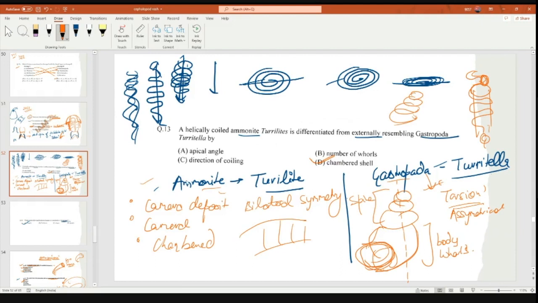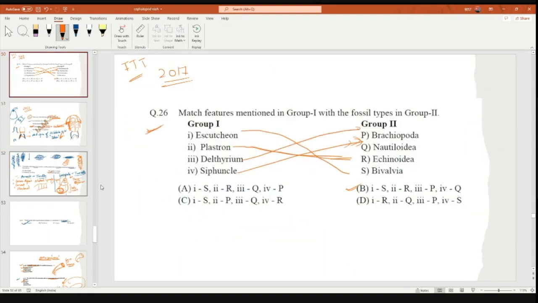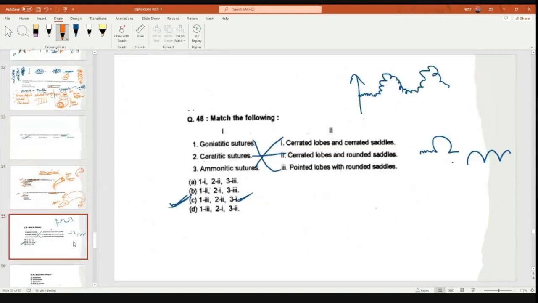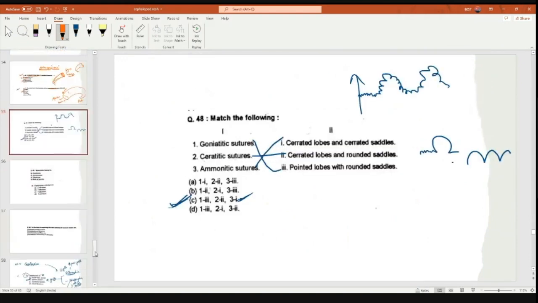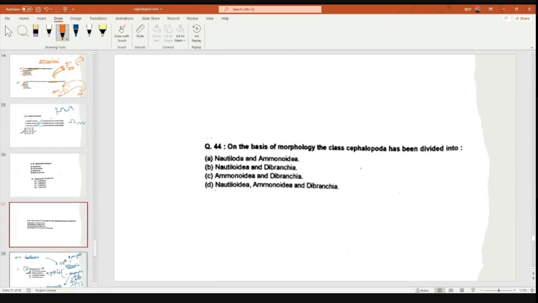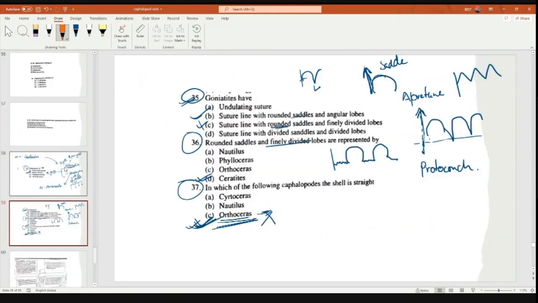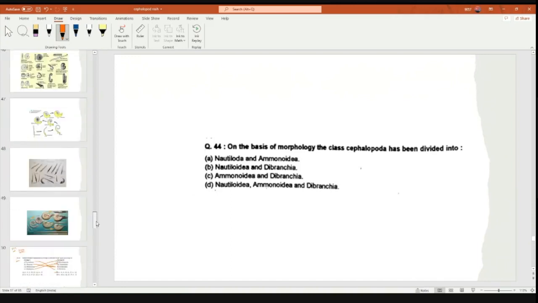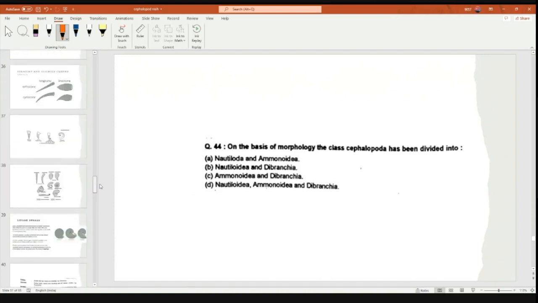I think this is done. Gastropods and ammonoids, we have made the difference. Now we have to study their classification. See, these questions are based on classification. This has not been studied yet, so leave it and now see the classification of the cephalopod.